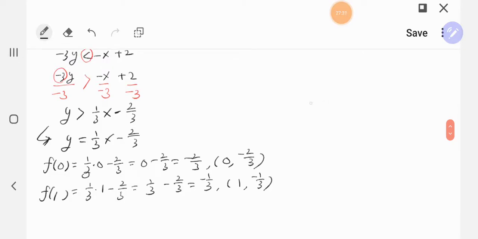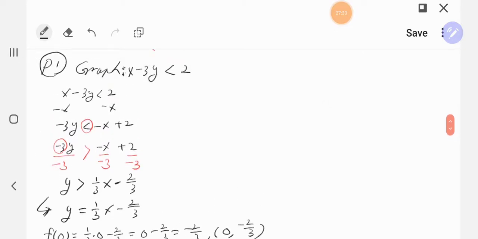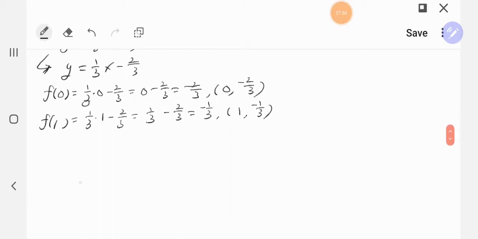Okay, let's graph this here. X, y, and then x equals 0, y is negative 2/3, between negative 1 and 0. So maybe negative 2/3 somewhere over here, right? Negative 1, negative 2. If x equals 1, then y is negative 1/3. Negative 1/3 is over here. So the graph is connecting these two.